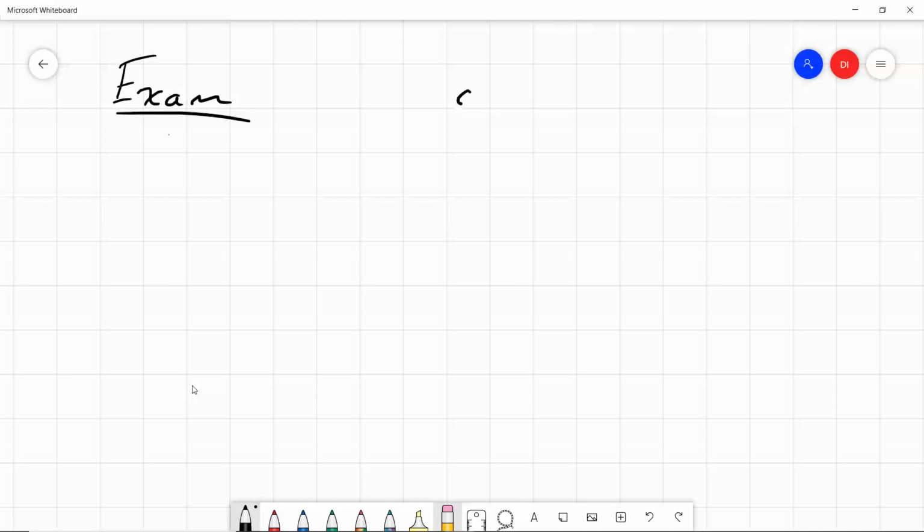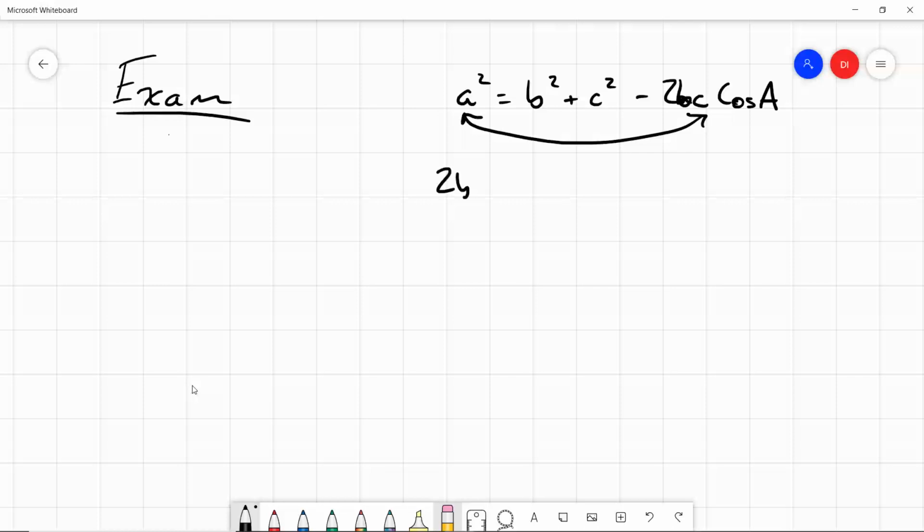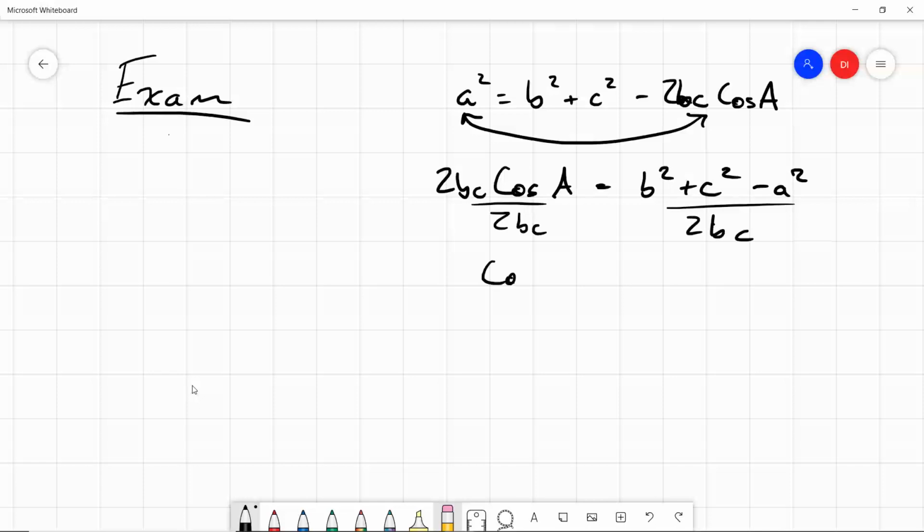It's the same formula: a squared equals b squared plus c squared minus 2bc cosine A. To get the other one, you just swap these terms and divide by 2bc. So when you swap that, you get 2bc cosine A equals b squared plus c squared minus a squared. Then dividing it by 2bc gives you the alternate form. And you can do this with all of them. So you're just getting the regular cosine formula, this right here.